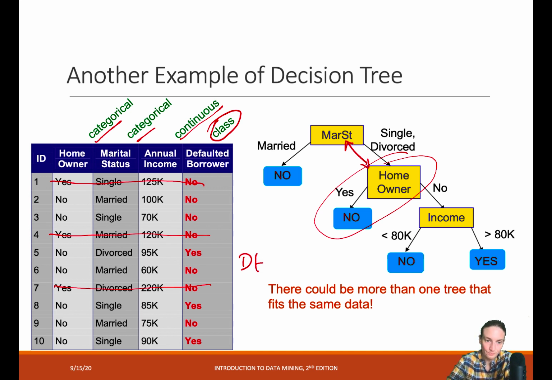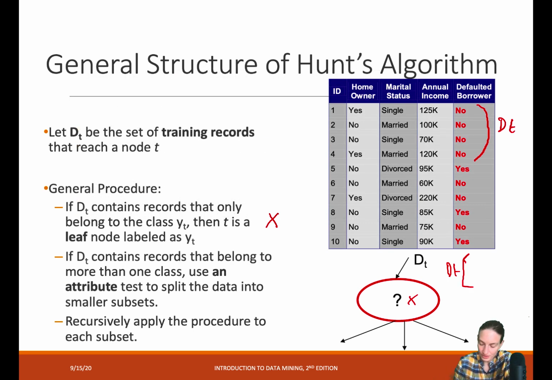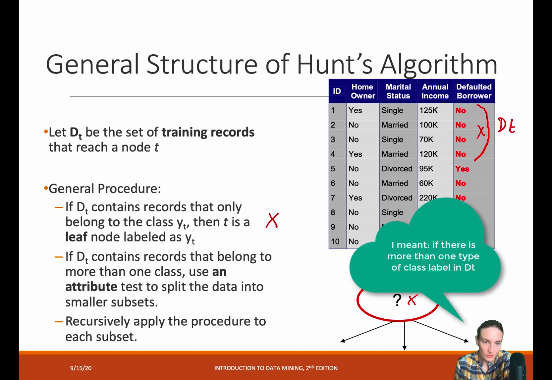Okay. And in the case that we'd only have no as a class, then we would be at a leaf node at the end of a tree. If there's more than one record, then we have to use an attribute split.